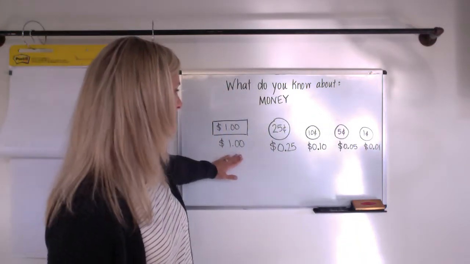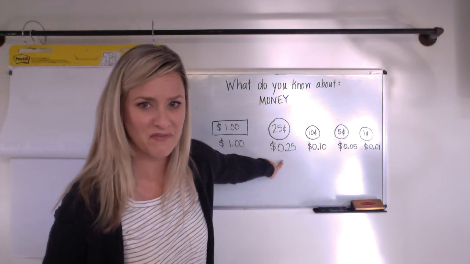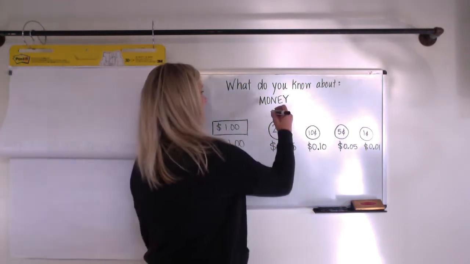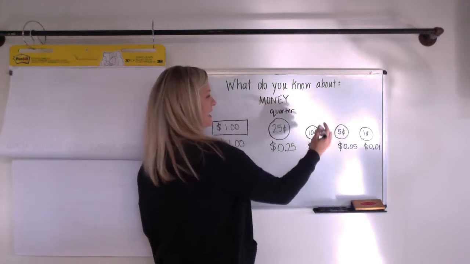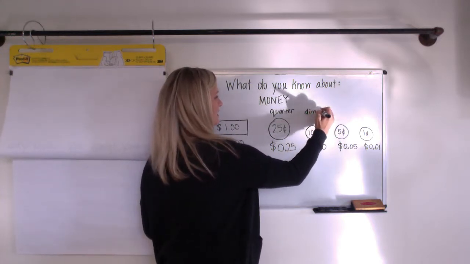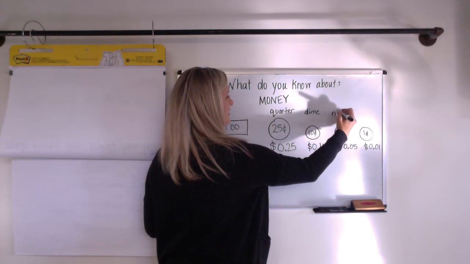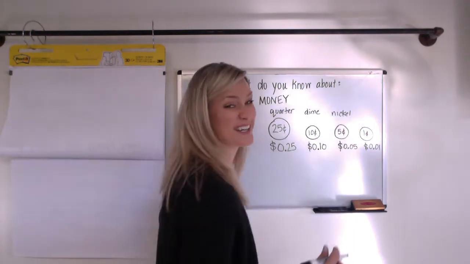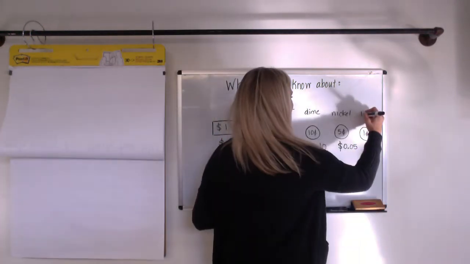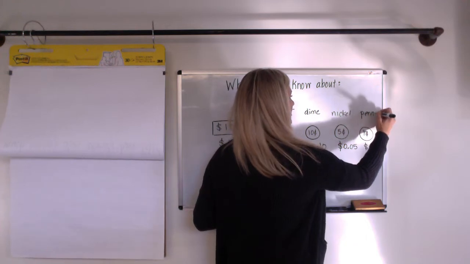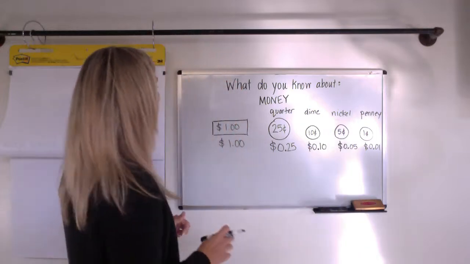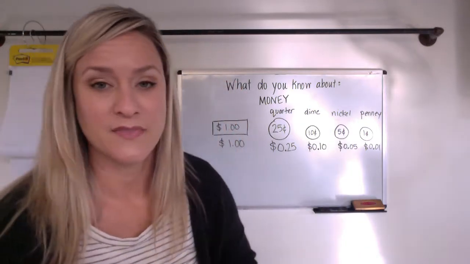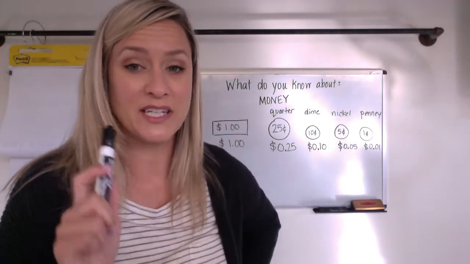This is a dollar bill. See the name of this? Quarter. This one's a dime. This one's a nickel. And the last one is a penny. Okay, I always forget. Is it EY or Y? Help me. Okay, so I'm going to guess you probably know even more about this.